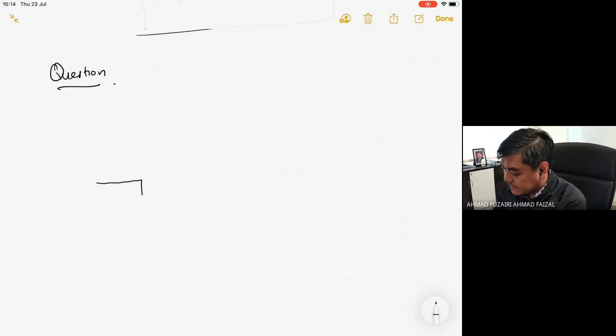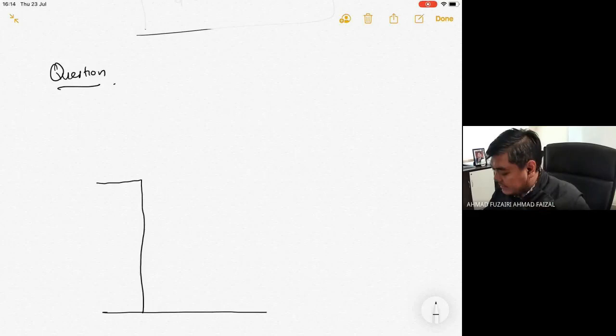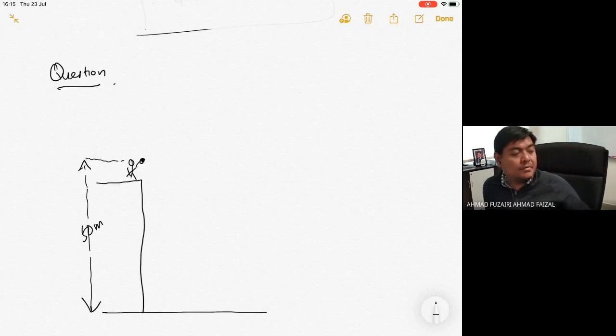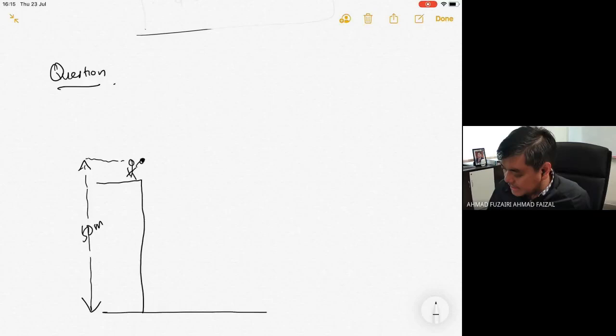that is standing on top of the building, holding a ball, and the height of the ball to the ground is 50 meters. And of course, this man will throw the ball. The ball is thrown from the top of a building with an initial velocity, so V naught equals to 20 meter per second, straight upward.